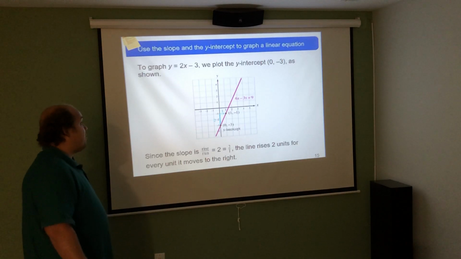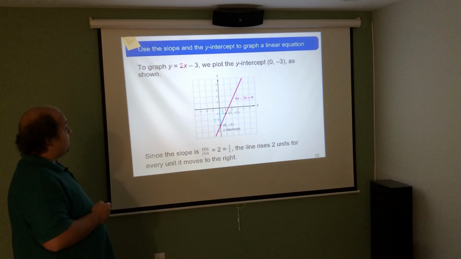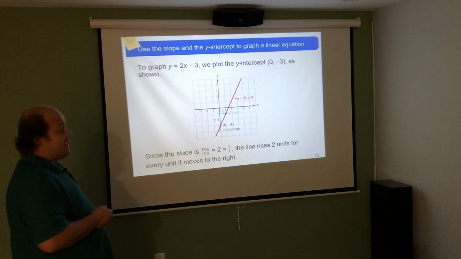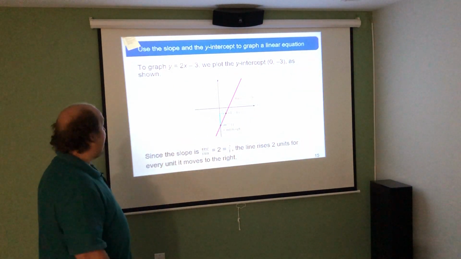Use the slope and y-intercept to graph a linear equation. If we're asked to graph y equals 2x minus 3, where you start comes after the x. This -3 means I start 1, 2, 3 down, and that point (0, -3) is going to be my beginning point on the axis. From there, I need to know how to move.